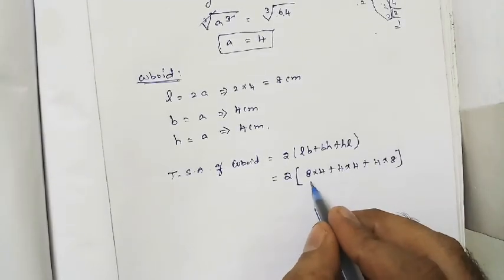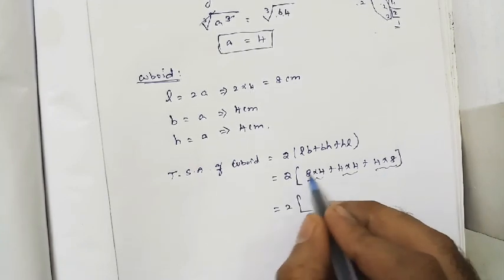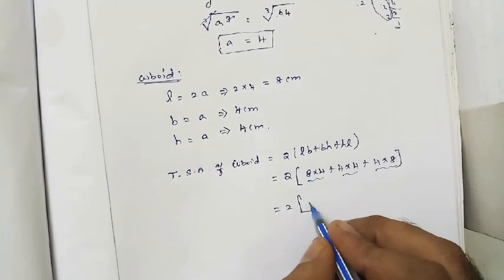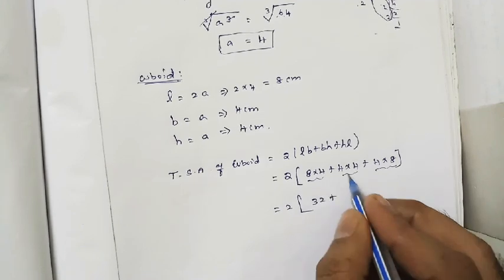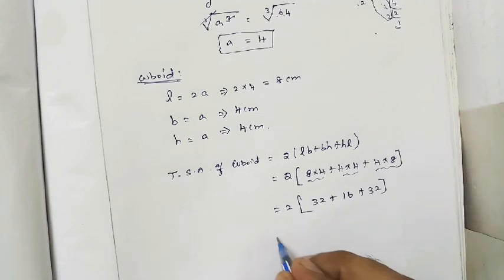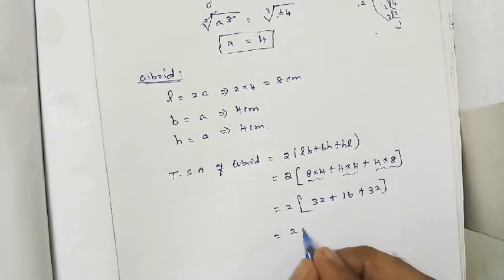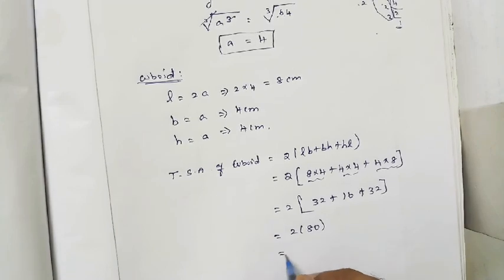Inside the bracket, how many terms are we having? 3 terms. First we want to simplify these 3. So 2 into, simplify this term: 8 into 4. 8 4s are 32, plus 4 4s are 16, plus 4 8s are 32, is equal to 32 plus 32, 64, 70, 80. So 2 into 80 is equal to 160 centimeter square.